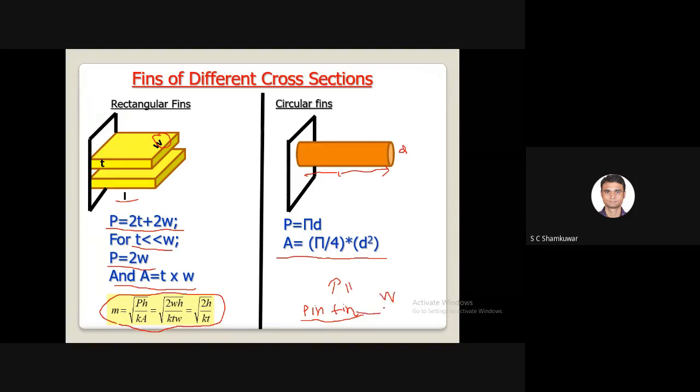Understood? So for a pin fin, the width is less than length for rectangular, and for circular the diameter is less than length. Understood? It is called a pin fin.